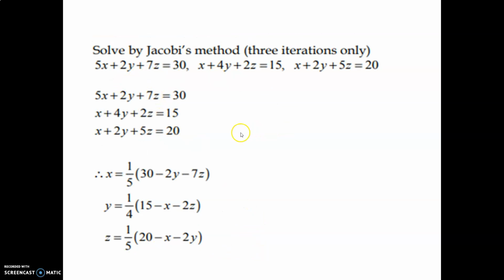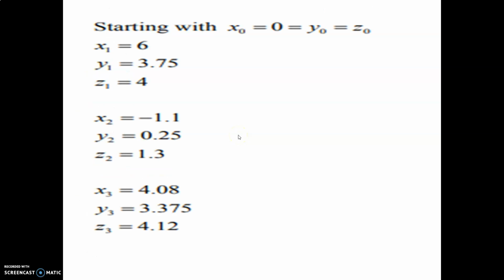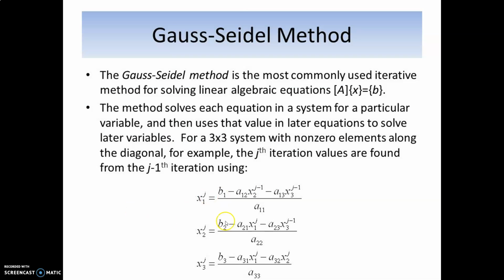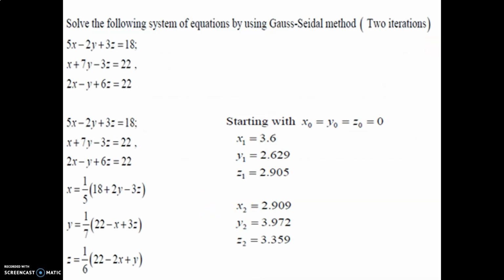The same trick applies for Jacobi's method. Now we have to discuss the Gauss-Seidel method. In this we have to use the previous value there. How? Let us start.